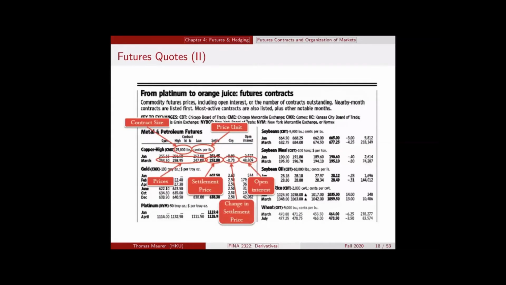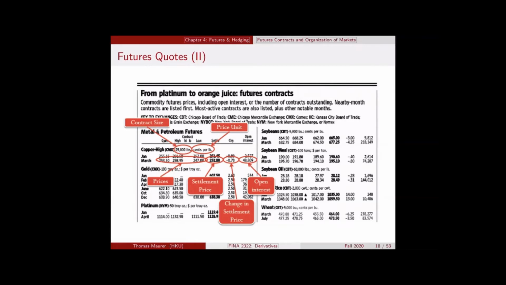Here I have a picture of a quote of futures prices, and this looks more like a quote in a newspaper. But nowadays, if you go online and look at futures contracts, for example on the Chicago Mercantile Exchange, then this looks quite similar, or at least you find the same type of variables. So if you look, for example, at underlying assets, here we have copper, then we have gold and platinum. If you focus on copper, we specify here how many units of copper are actually traded per contract. So in this case, it's 25,000 pounds of copper.